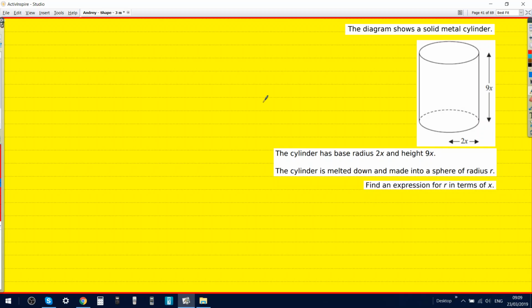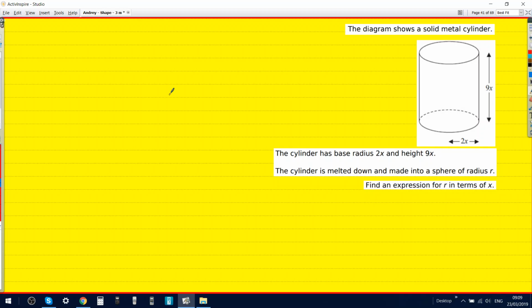Is it just like 2x equals r or something? Or? So the radius is 2x, yeah. Any ideas about it? I don't think so. If it's melted down, then it's referring to its volume. So you'd have to find its volume.